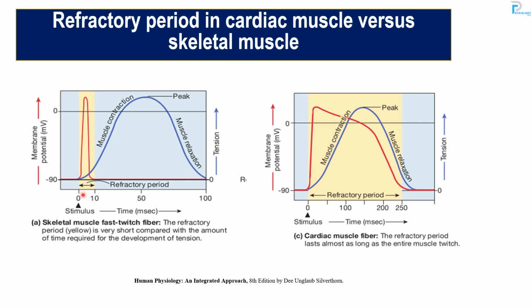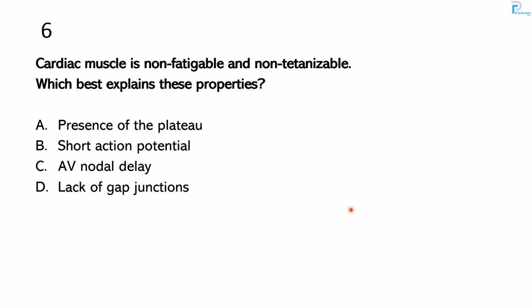So this long duration of action potential makes the refractory period also long, and that causes the muscle not to respond to any stimulation during contraction, and that prevents tetanus or continuous contraction of the cardiac muscle. All right, so now we can answer this question easily. So cardiac muscle is non-fatigable and non-tetanizable, and that is best explained by the presence of plateau, which makes the action potential long.